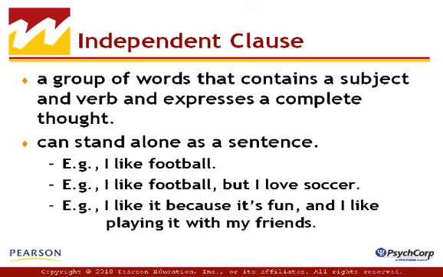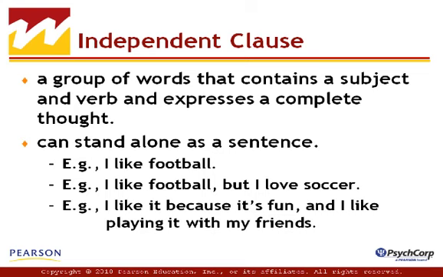So it could be a simple sentence that includes 1 independent clause, or it could be a compound sentence, or it could be a sentence that includes an independent clause or maybe several independent clauses along with a dependent clause. I like it because it's fun. Because it's fun is a dependent clause. I like it, and I also like playing it with my friends. So it could be a simple sentence, a compound sentence, or a complex sentence.